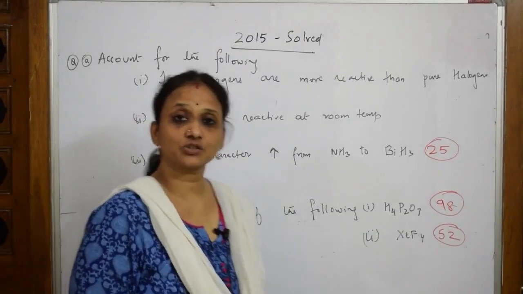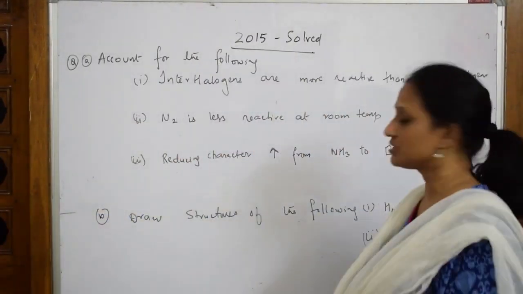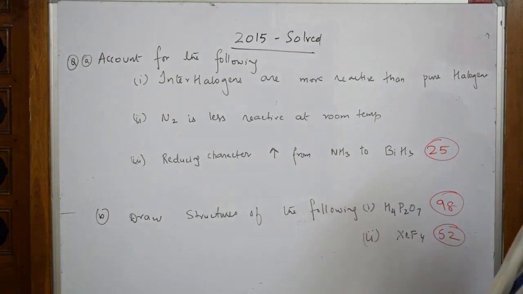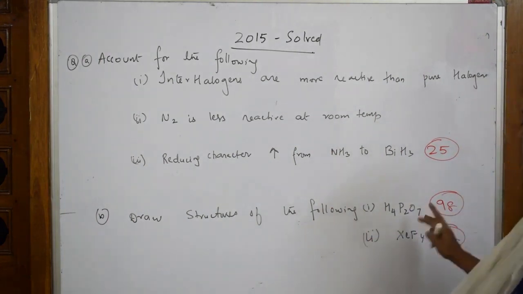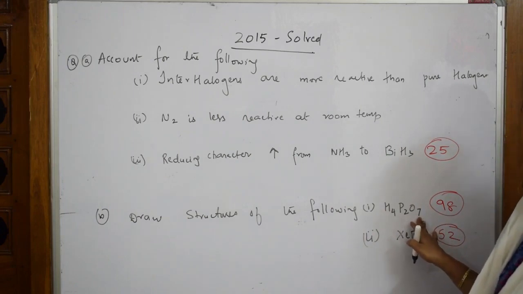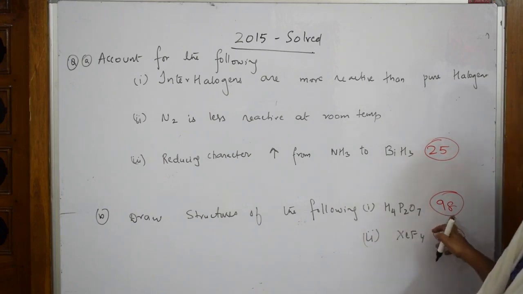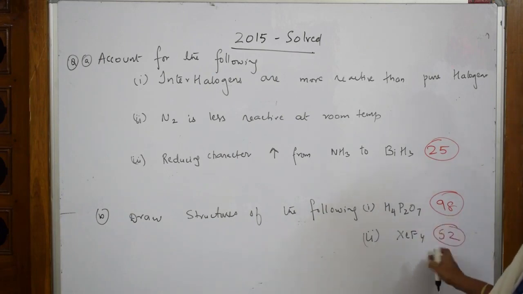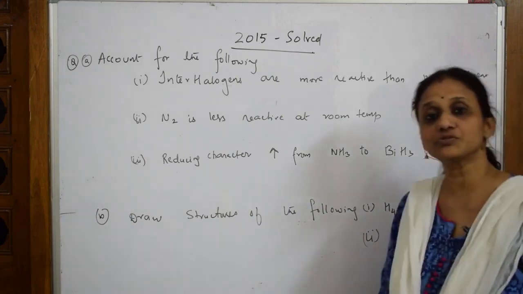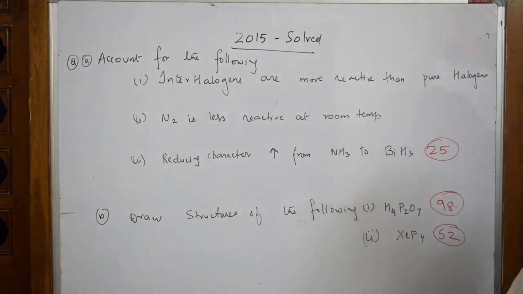Right, let's come back and solve your 2015 paper. As I said, again you have a structure to draw. They've given us: draw the structures of the following oxoacids of phosphorus, which is done under video number 98. Please go to the playlist and watch that video. And XeF4, which is done under compounds of xenon, that is under video number 52.